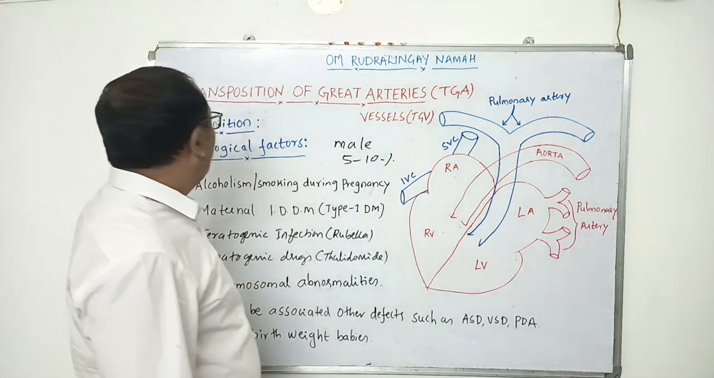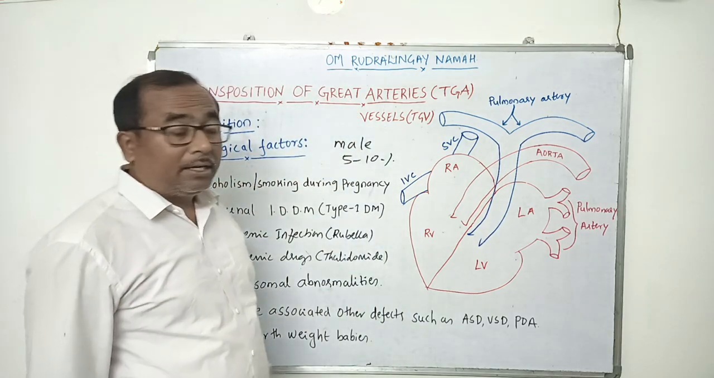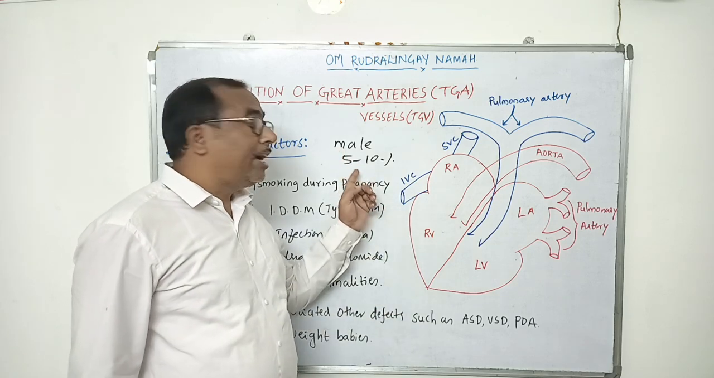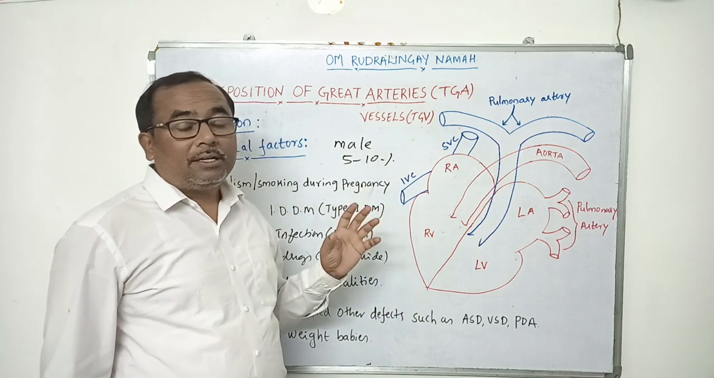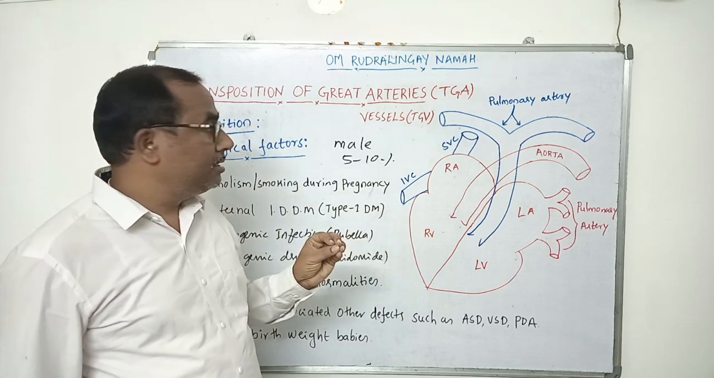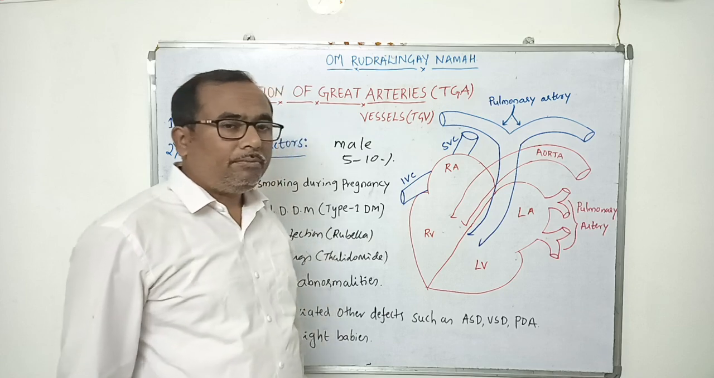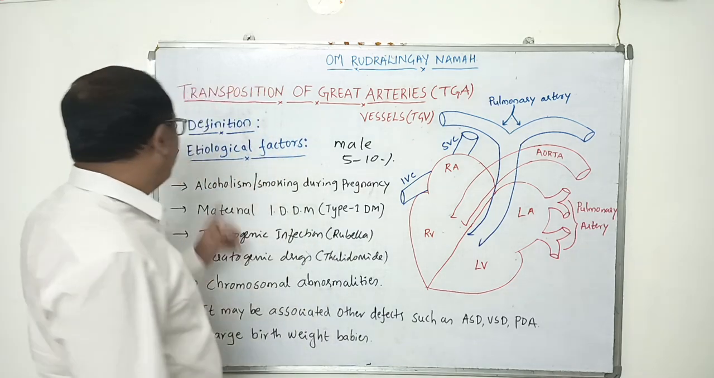Okay. Now, what is the incidence of this transposition of great arteries? It is more common among male babies, and incidence is 5 to 10% of congenital heart disease. That cyanotic congenital heart disease is transposition of great vessels. Okay. Now let us see what are the etiological factors.